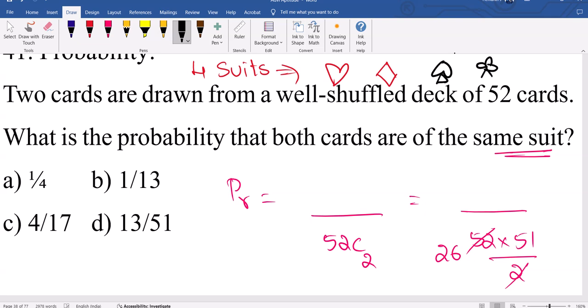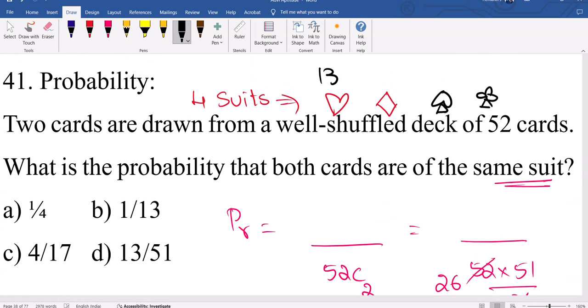Okay, each 13, 13, 13. Right, so both must be of the same suit. So I can take 2 from the first one, 2 from the next one, 2 from the next one, like that into 4. First of all, see, what is this? I can write simply like this: 4C1 into 13C2. What is 4C1, sir?